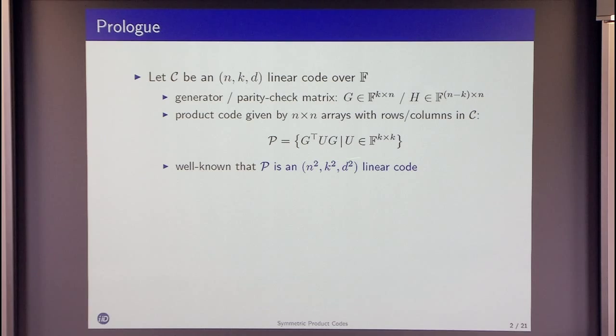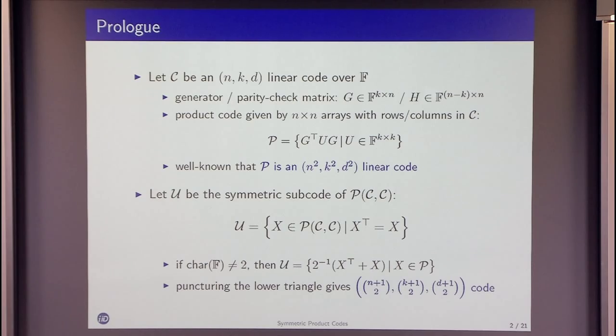So the way I'm defining a product code is I'm defining an encoder where I take some information matrix, which is k by k over my field, and I'm going to do the standard encoding, which is UG, which would encode all of the rows. And then when I hit it with G transpose on the other side, I encode all the columns. So this is going to be the set of matrices where every row and column of the matrix is a codeword of this code C. It is well known this is an [n squared, k squared, d squared] code. It's nice. Fits the description product code quite well.